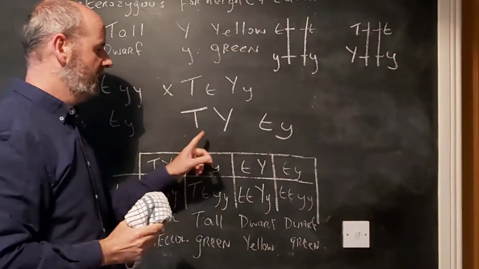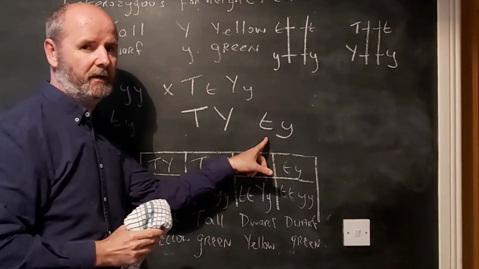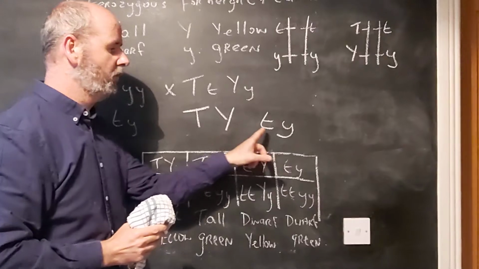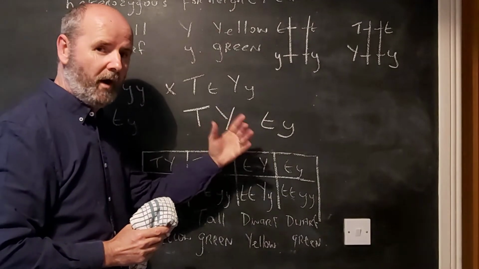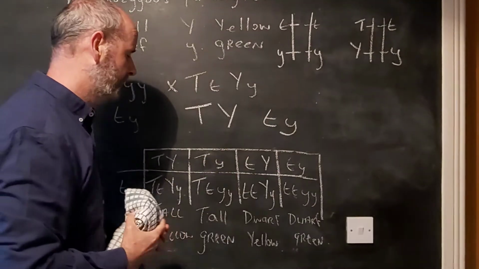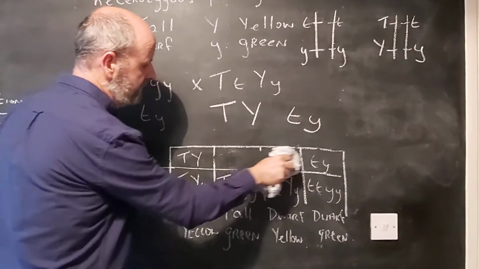As you can see, I only have two gametes here. When they are linked, there are going to be two of them. When they were not linked, I had four. So therefore, I need to take these two away.